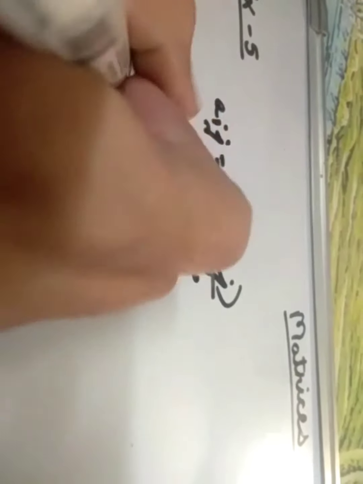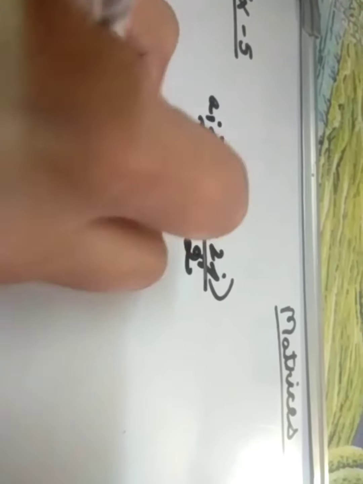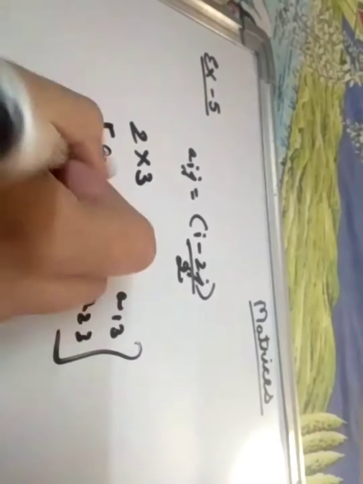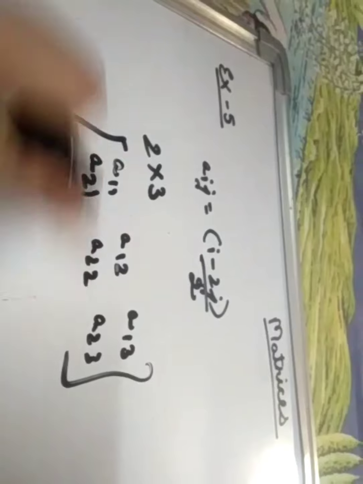Construct a 2 into 3 matrix whose elements are given by a_ij equals (i minus 2j) whole square upon 2. Here we have to construct a 2 into 3 matrix, meaning the number of rows is 2 and the number of columns is 3. This is the 2 into 3 matrix form: a11, a12, a13, a21, a22, a23. So here I will construct the required matrix.